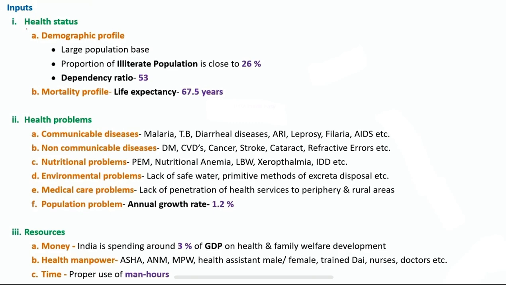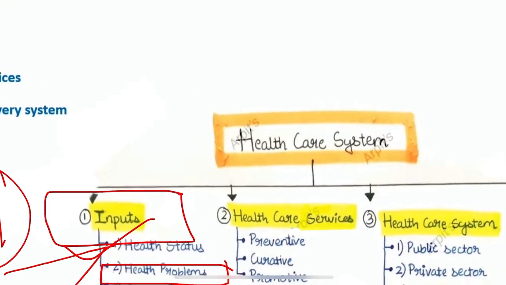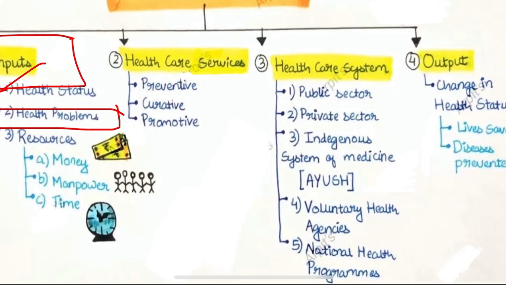Moving on to the resources. So guys, under health problems, what did we see? We saw communicable diseases, non-communicable diseases. We saw nutritional disorders, environmental sanitation problems. Then we have population problems. Next, moving on to the resources.